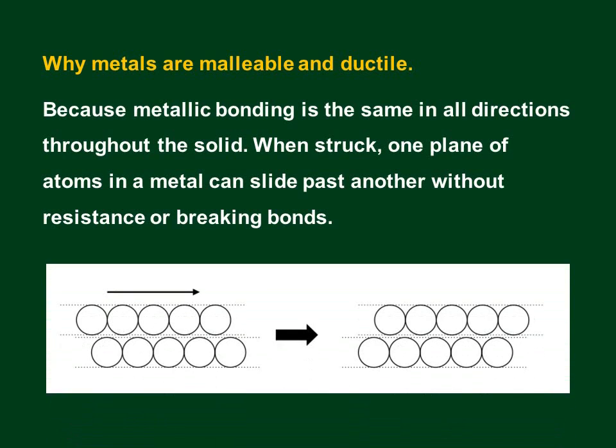As you can see here in the figure, in the left one a force is exerted on the first plane, so the first plane moves to the right, as appears in the right figure. This is a plane of atoms. This plane of atoms can move because no bonds are broken; the bonds are the same in all directions. So when a force acts on a metal, the planes of atoms start to move, so metals are malleable and ductile.